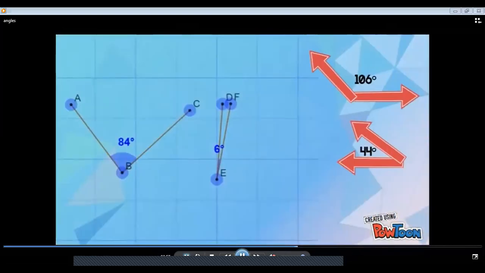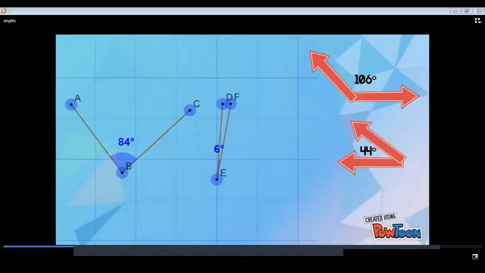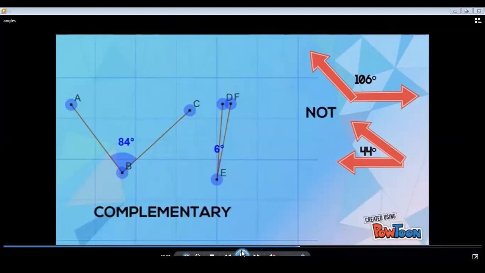Now which angles are complementary and which angles are not? Here two pairs of angles are given. One is 84 and 6 degrees, and another is 86 and 44. So obviously 84 and 6 have the sum of 90 degrees, so it means they are complementary angles, but the other pair is not complementary because they are not giving the sum of 90 degrees.